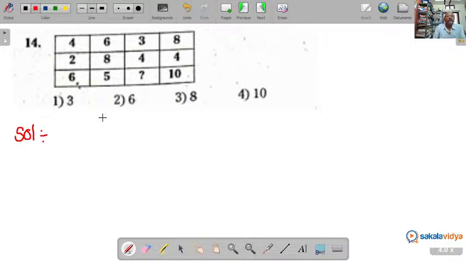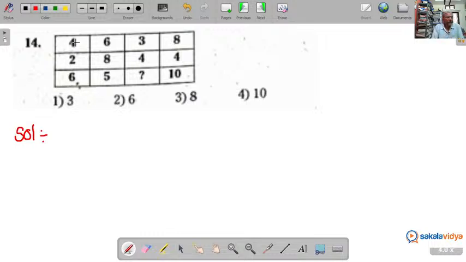See, my dear students, for example, 4 plus 6 is 10, 8 plus 3 is 11. If you multiply 4 into 6, it is 24, and 8 into 3 is also 24. 2 times 8 is 16, 4 times 4 is 16, 6 times 5 is 30. That means the question mark multiplied by 10 also needs to give 30. So what value multiplied by 10 gives 30? That is obviously 3. Our answer is the first one.